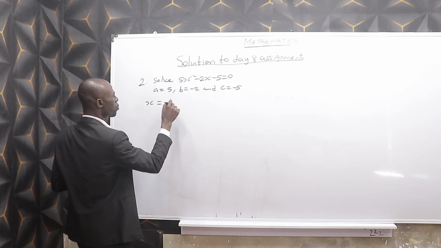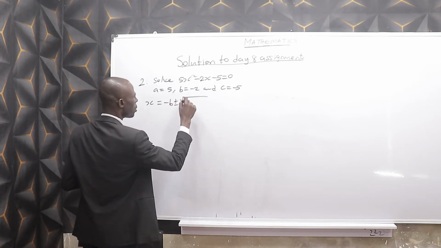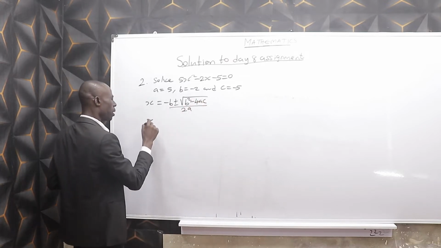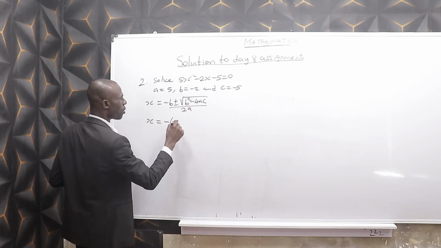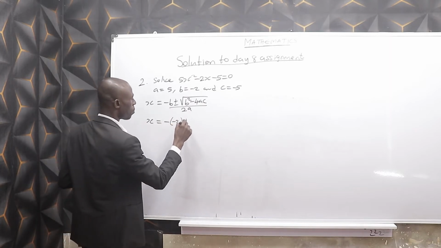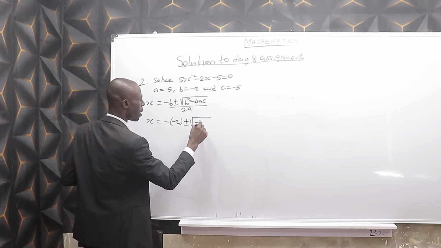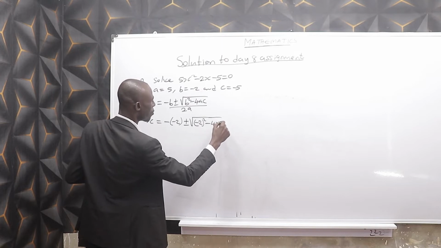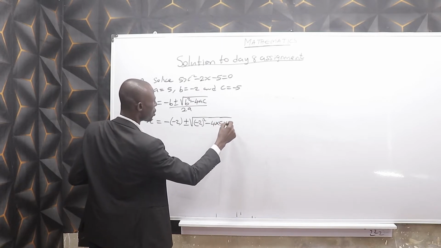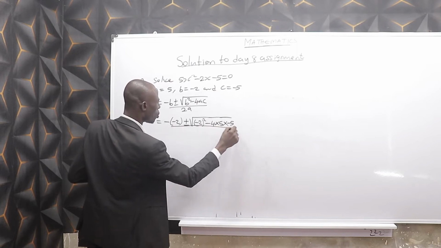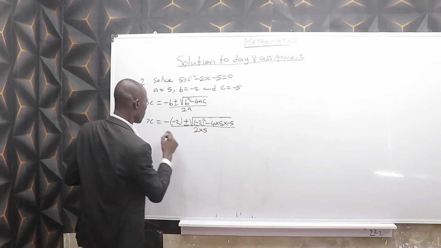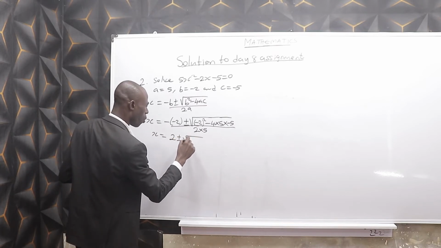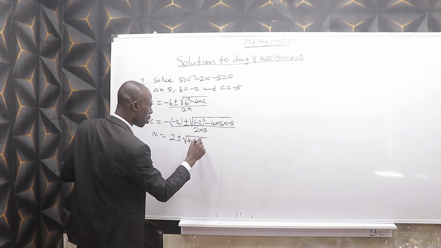x equals minus b plus or minus square root of b squared minus 4ac, all over 2a. x equals minus of minus 2, plus or minus square root of minus 2 all squared, minus 4 times a, which is 5, times c, which is minus 5, all over 2 times a, which is 5. x equals plus 2 plus or minus square root of 4 plus 100.